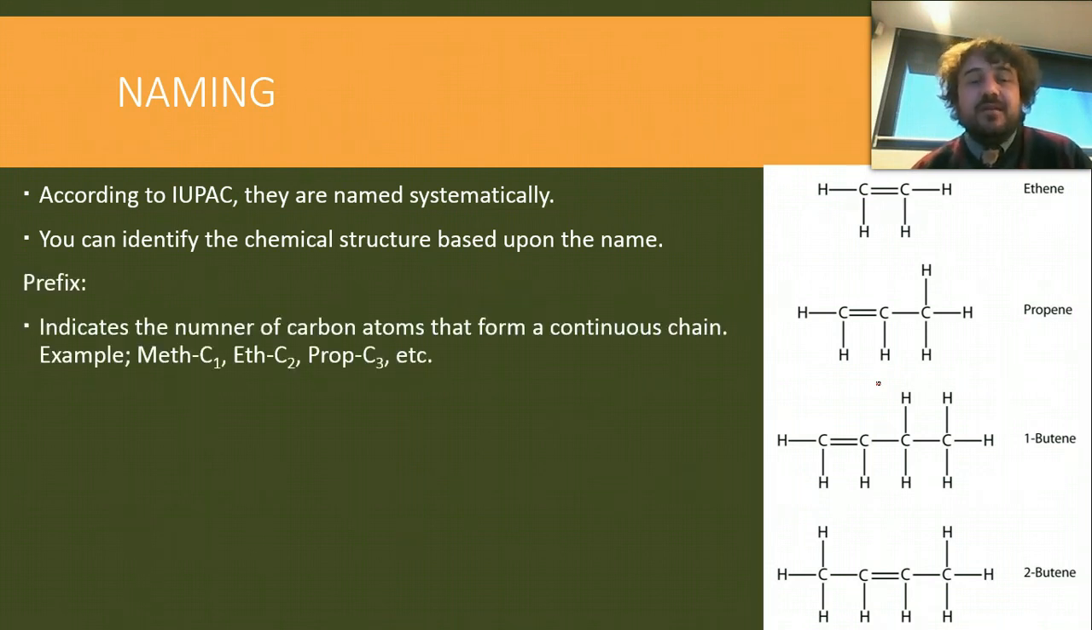So the prefix indicates how many carbons are in the main chain. For example, meth is 1, eth is 2, prop is 3, and it goes so forth down.